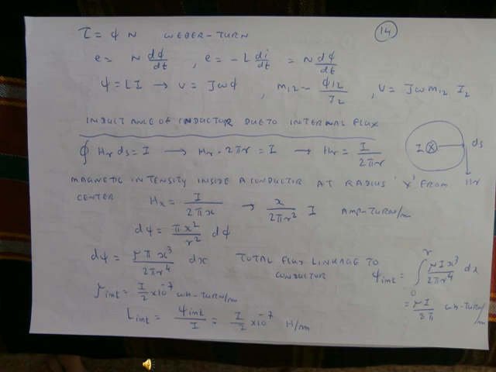The inductance of the inductor due to the inductor flux. In this case, the circuital law gives H R multiplied by 2 pi R equal to I. So H equals I divided by 2 pi R. So the magnetic intensity inside the conductor at the radius H from the center is equal to I divided by 2 pi H.